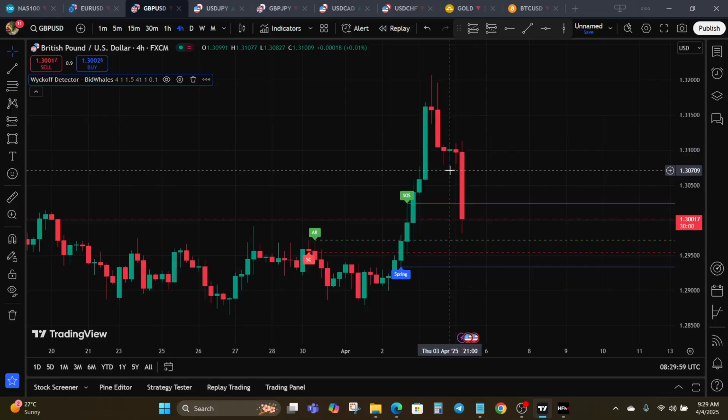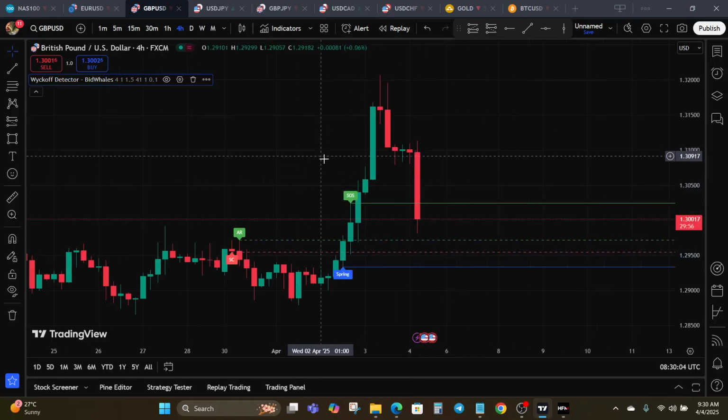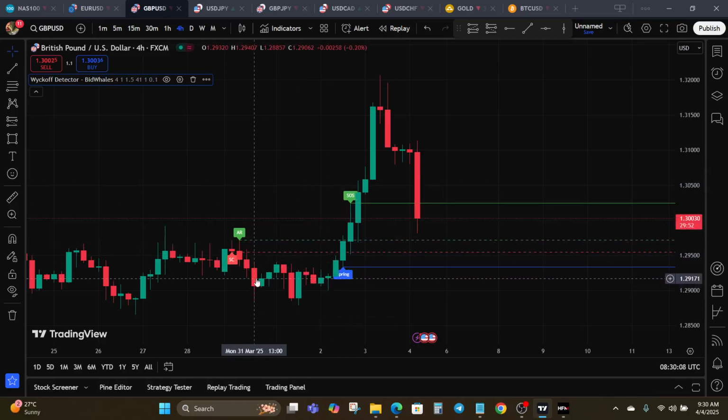Now, in the accumulation phase, institutions are buying quietly while the market moves sideways. The Wyckoff indicator will show low volatility with increasing volume on upward moves. So this is your first clue that smart money is positioning itself.